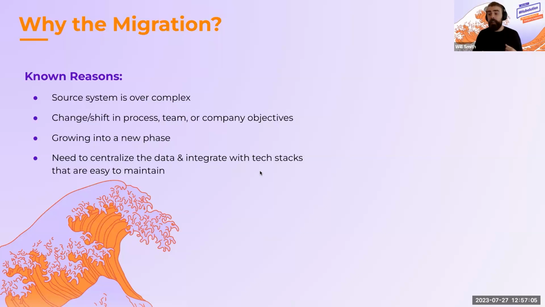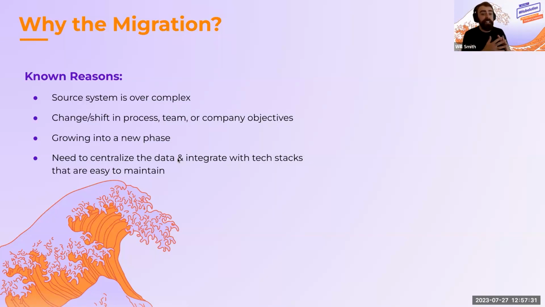Another is there might be a change in process, team, company, objective, etc. It's important to remember that, is there a better solution? Don't let complacency, and we've always used this system, get in the way of what might genuinely be a better solution for your business. There might be a new go-to-market motion that you're launching.